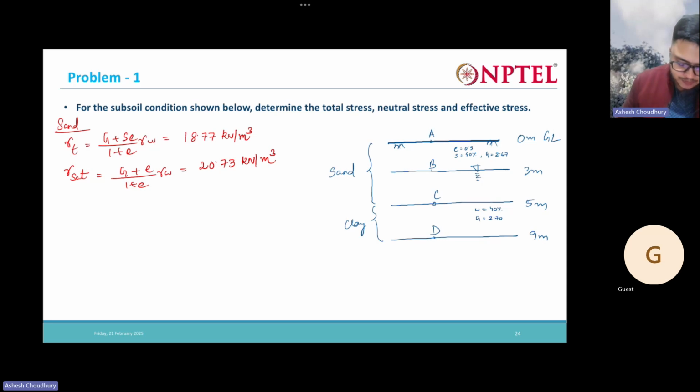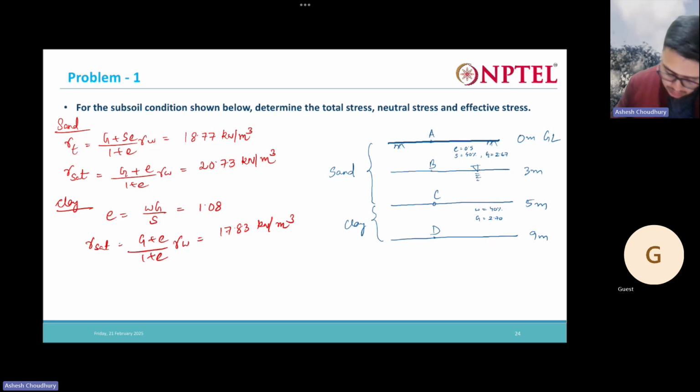Next, the clay. Water content is given, G is given. So e is what? w G by S. Now, as the water table is here, the total soil is submerged, right? So S I can take as 1, so w G will give me 1.08. So gamma saturated is (G plus e) by (1 plus e) times gamma w, which comes out as 17.83 kN/m cube. So this way we found out the unit weights.